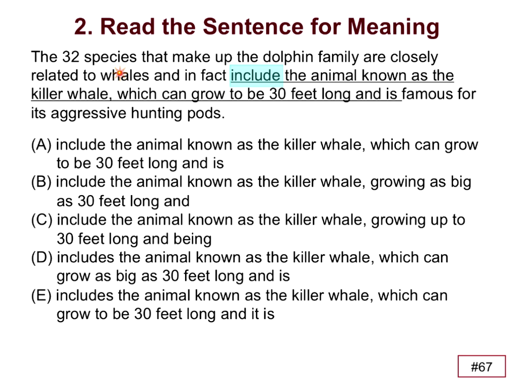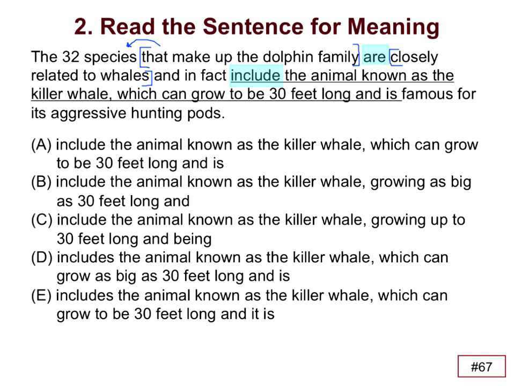Love it. Rahul's all over that. We've got modifiers going on here. All right, so that make up the dolphin family. That's a modifier. That's describing the species. Good, good, good. And then are is another verb. It's interesting. Are, and then this part closely related. It's just additional information going with that part of the verb.